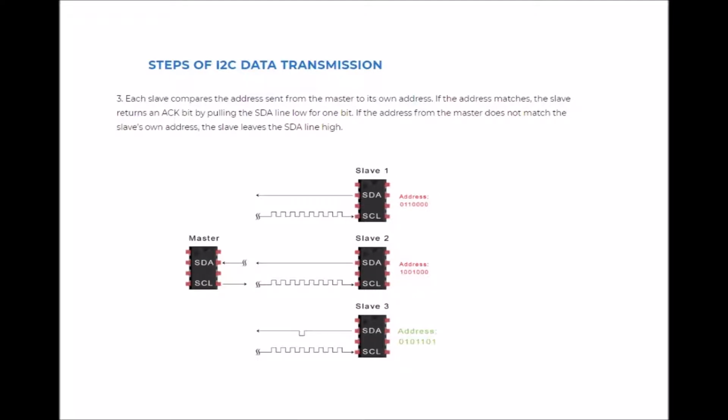Step number 3, each slave compares the address sent from the master to its own address. If the address matches, the slave returns an ACK bit by pulling the SDA line low for 1 bit. If the address from the master does not match the slave's own address, the slave leaves the SDA line high.